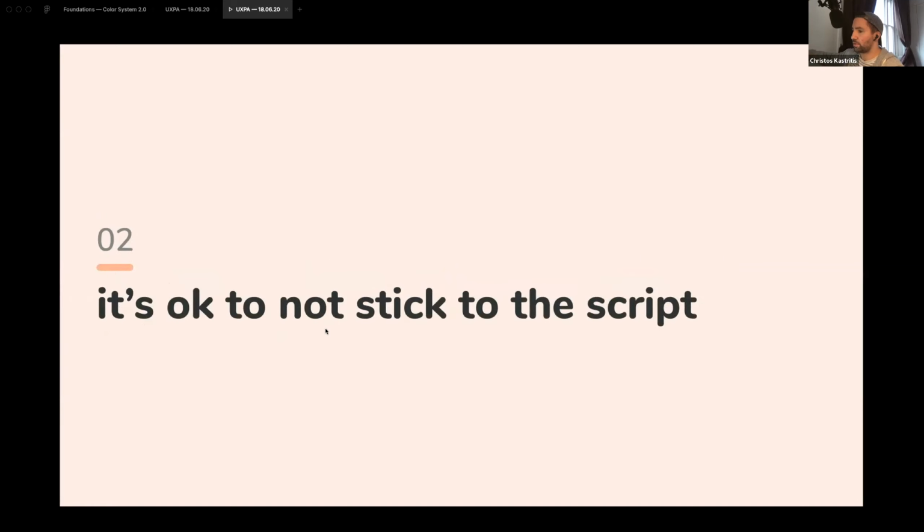In terms of scripts, it's okay not to stick to it. Scripts are there to go with the flow. It's absolutely fine to traverse down a different path depending on what you're talking about. And I find that really allows you to unearth lots more insights that you might not have found otherwise. So think of it more as a guide than anything else.